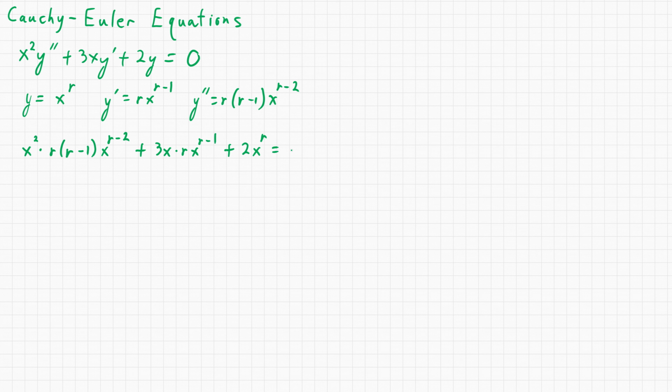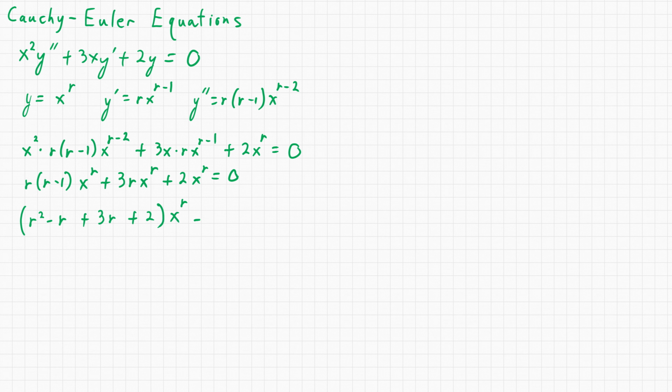So next step is we're going to simplify this. We have x squared times x to the r minus 2, x times x to the r minus 1, and then x to the r. Those all end up being x to the r in each term. So we end up with r times r minus 1 times x to the r, plus 3r times x to the r, plus 2 times x to the r equals 0. Next up, I'm going to factor out the x to the r. I'm also going to expand that. So this is r squared minus r plus 3r plus 2, times x to the r equals 0.